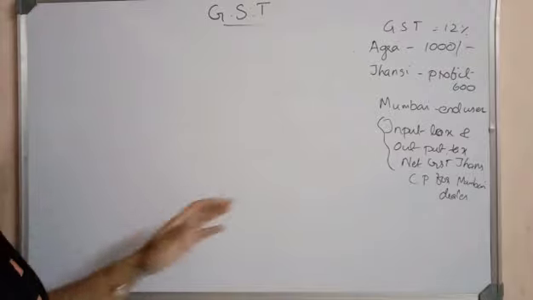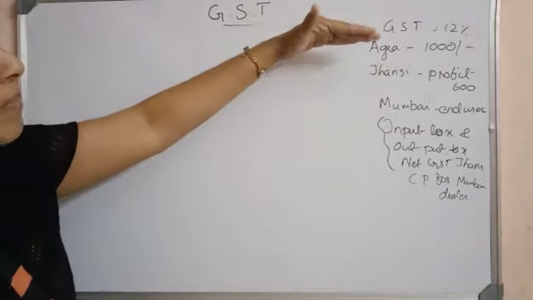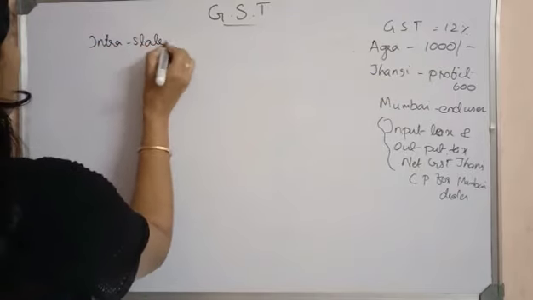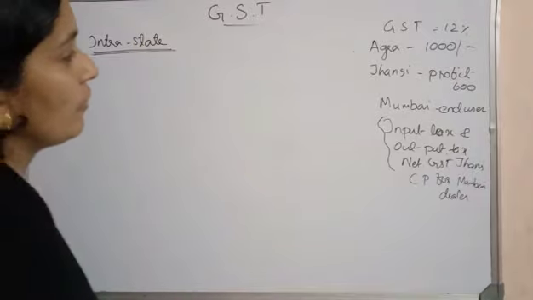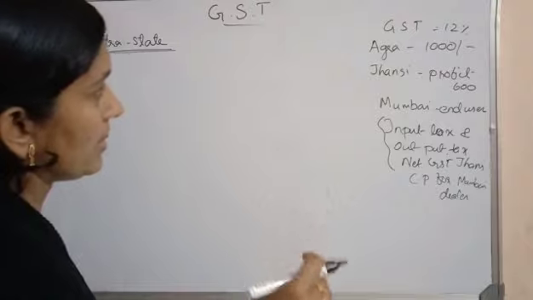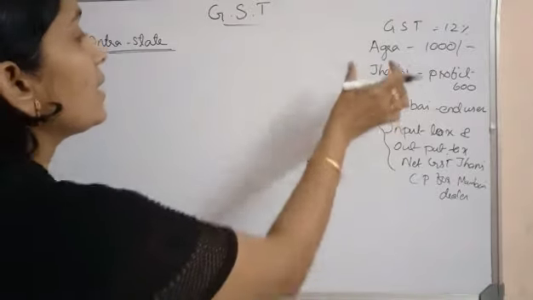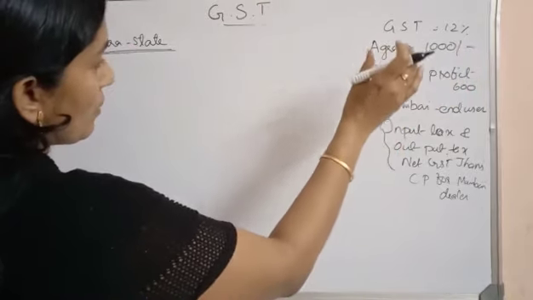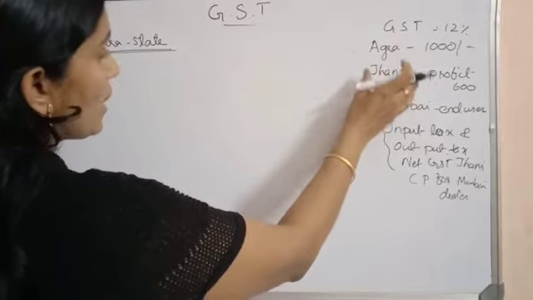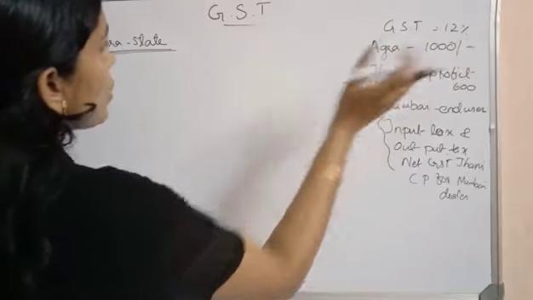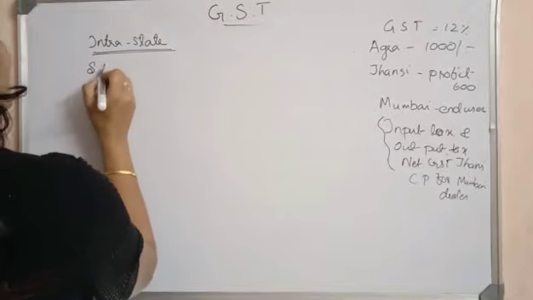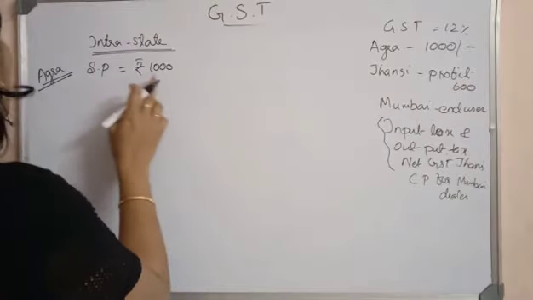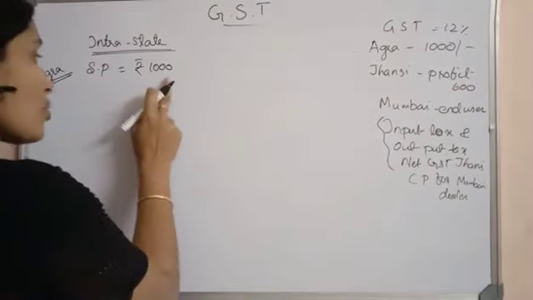As per the question, the goods and services were from Agra to Jhansi. So an intra-state transaction is happening here. Therefore, we need to calculate the GST as CGST and SGST. Here in Agra, 1000 rupees is the selling price. The selling price for the dealer in Agra is rupees 1000.